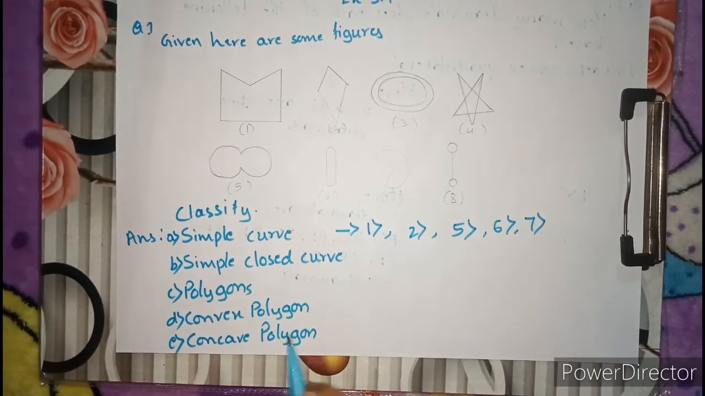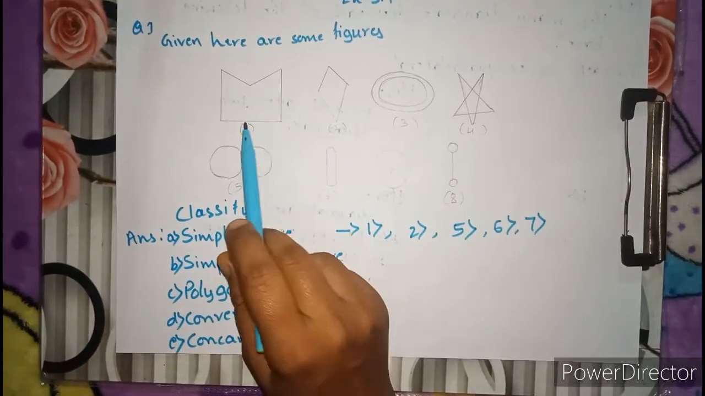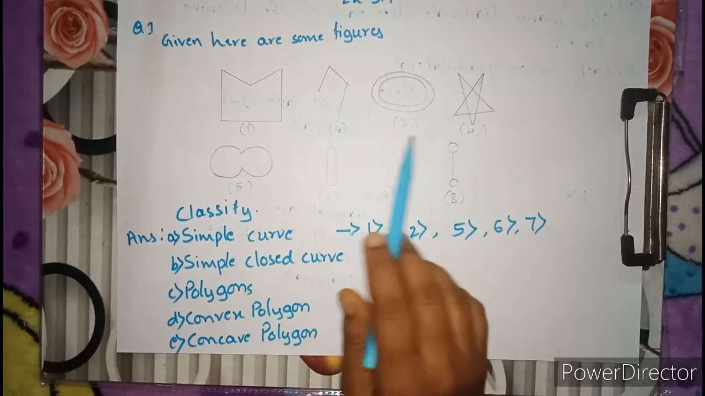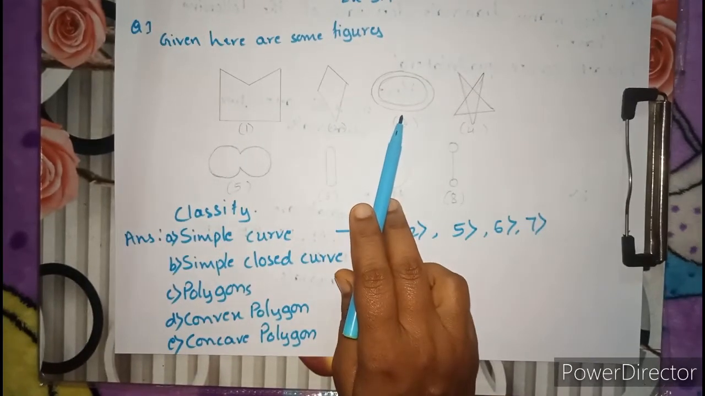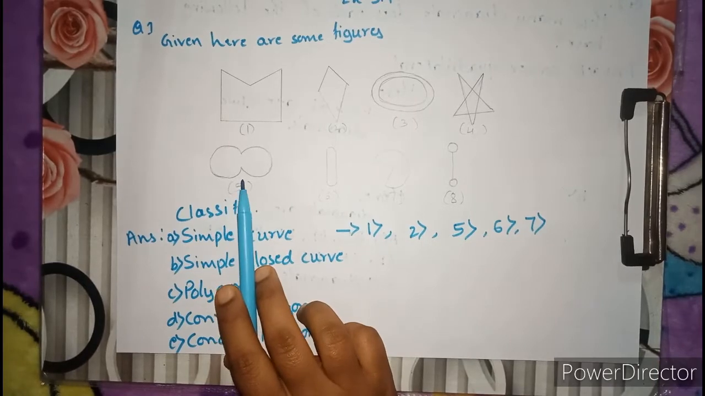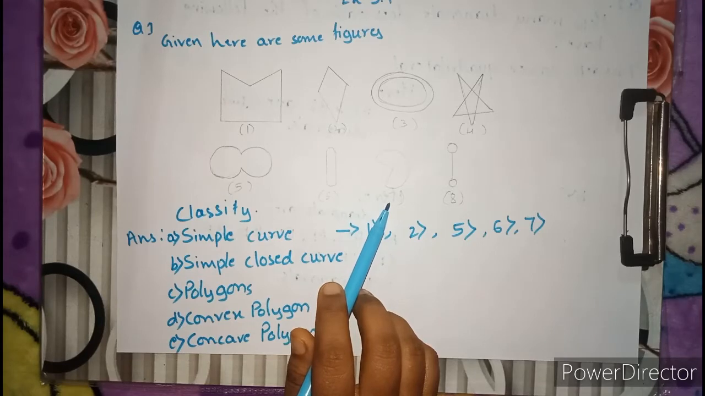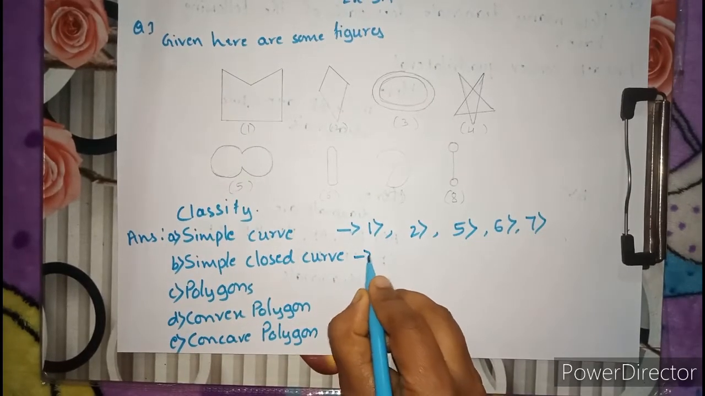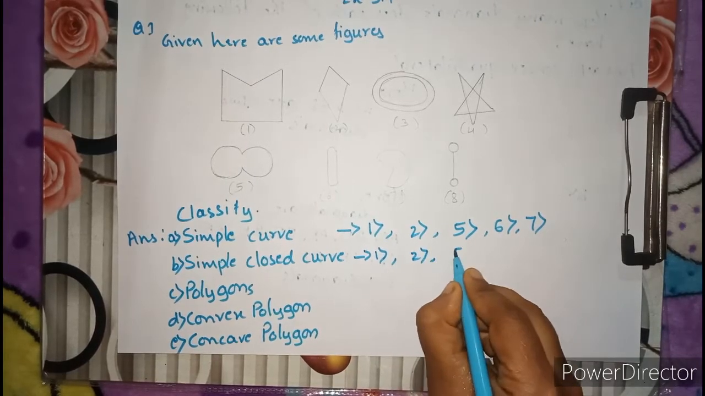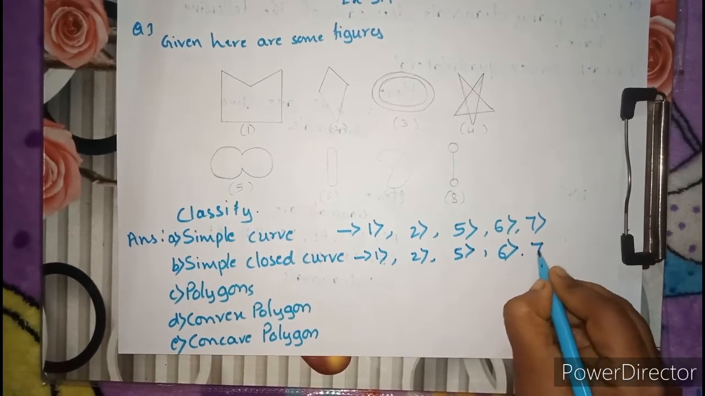Okay, simple closed curves are all closed only. So first one is also closed, second one is also closed, third one is also closed, but it is not simple. Fifth one is also closed, sixth one is also closed, seventh one is also closed. So same answer. First one, second one, fifth one, sixth one and seventh one.